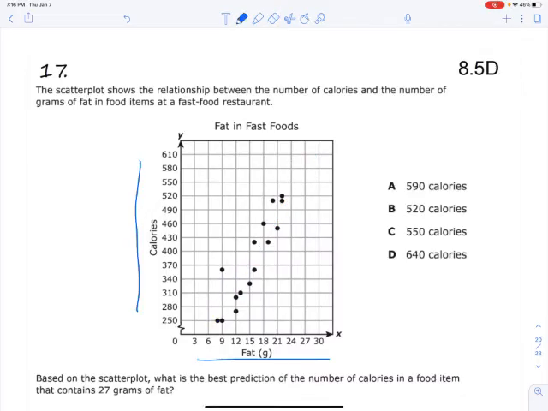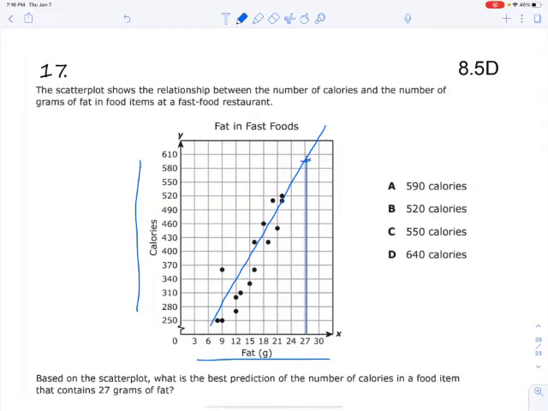Let me try that again. Actually, it goes about like that. Okay, so what we want to look at then is, what would it be at 27 grams of fat? So if we go up here, my 27 is going to be about right there. So based on my numbers, which one would be the best one in line?